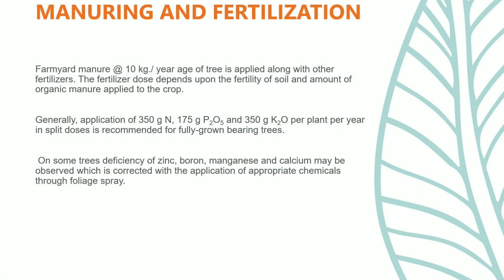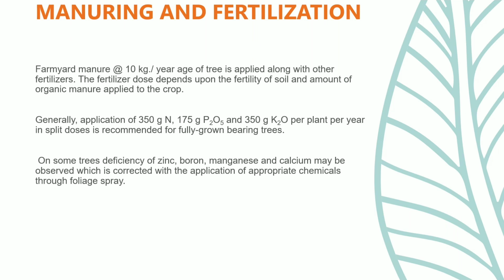Manuring and fertilization. We all know manuring and fertilization are very important for any crop to grow. Farmyard manure at 10 kg per year of age of the tree is applied along with other fertilizers. The fertilizer dose depends upon the fertility of the soil and the amount of organic manure applied to the crop. Generally, application of 350 gram nitrogen, 175 gram P2O5 and 350 gram K2O per plant per year in split doses is recommended for fully grown bearing trees.